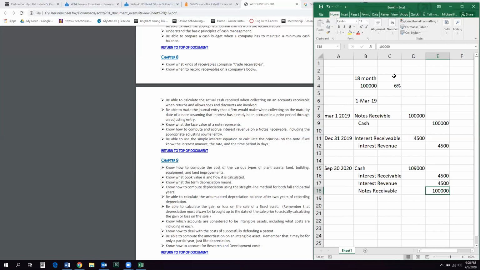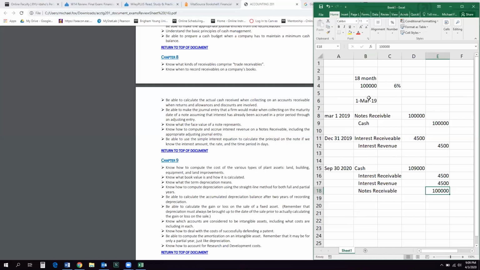Also, recognize that there was some confusion earlier in the course about whether we should use a 360-day convention if we're doing daily interest or a 365-day convention. Okay, 365 days in a year. If the system marks you wrong, I will give you credit back on it. All right, so that does it for chapter 8.